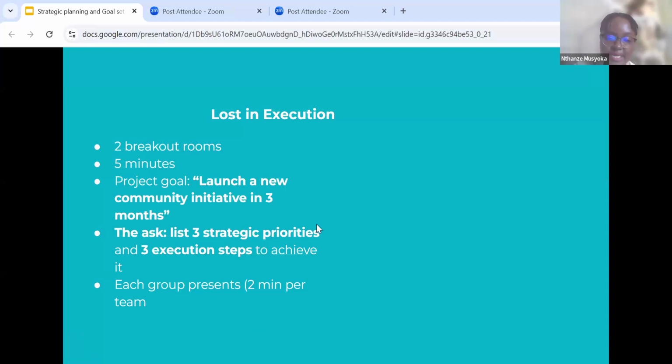And before we go there, maybe I can take 2 or 3 questions if anyone has a question. So we are going to go into 2 breakout rooms, and during those breakout rooms, we will be discussing. So I'm going to give you a goal. The goal is to launch a new community initiative in 3 months.